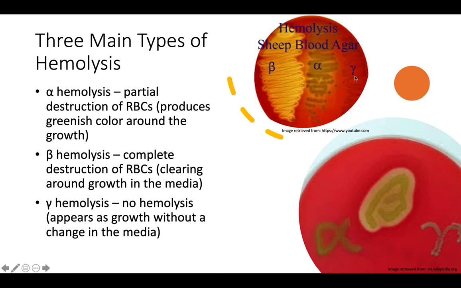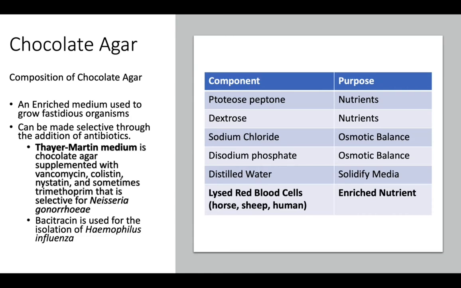That is no hemolysis whatsoever. So your blood on the plate, the red blood cells are still going to be intact. You're not going to see any difference in color of the media surrounding the bacteria as they grow on your plate. Then we have chocolate agar. Now you guys aren't going to be doing this, but it's important to know.